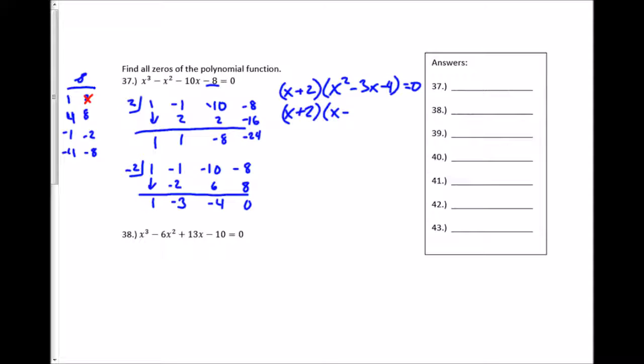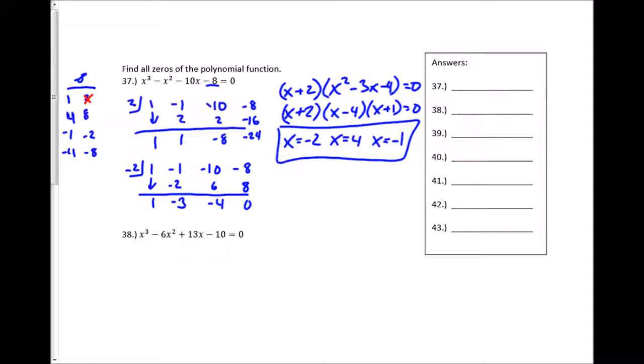This factors into an x minus 4 and an x plus 1. And now we set each factor equal to 0, x equals a negative 2, x equals 4, and x equals a negative 1. And that's it. I've found all of them. I had to do the first one by guess and check.